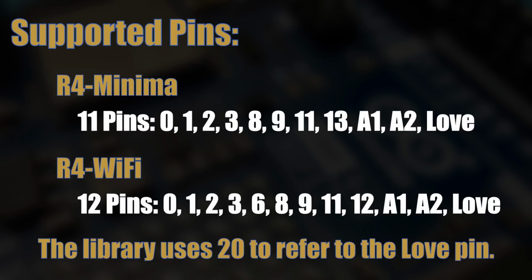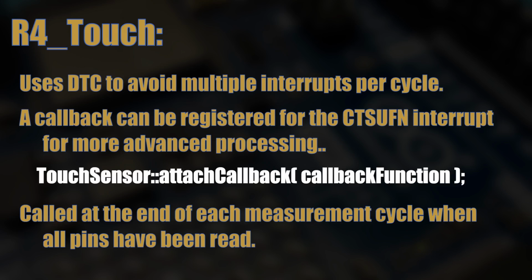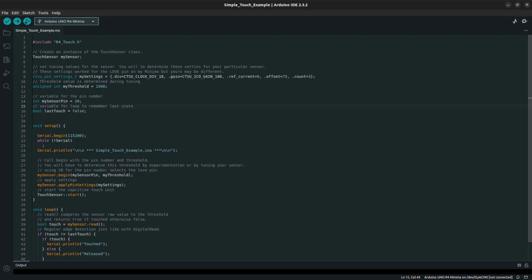The library works with any pin that supports touch sensing, and you can create as many sensors as there are pins to support them. Just call begin and apply settings for each one. The code uses direct transfer behind the scenes to avoid a bunch of interrupts firing. You do get the CTSU-FN interrupt at the end of the measurement cycle though, and the library has an attach callback function to attach a callback to that to be run before the cycle is restarted. You can use this if you want to try to catch every single reading or if you want to do some advanced processing or something.